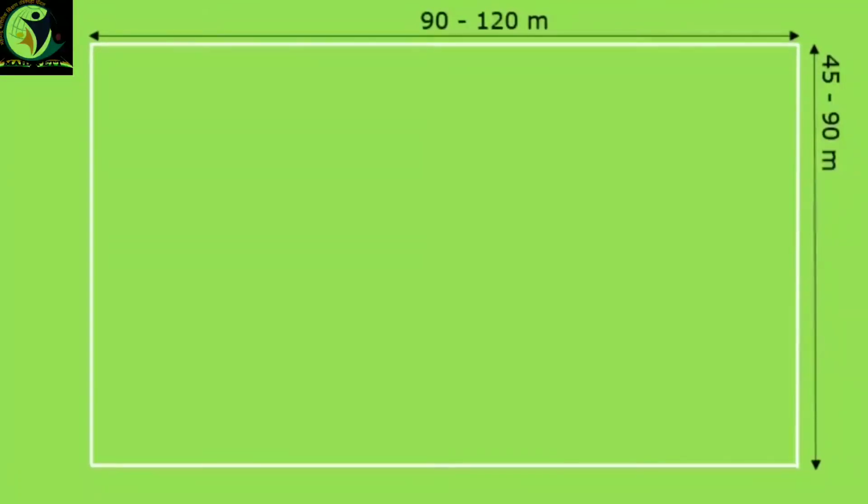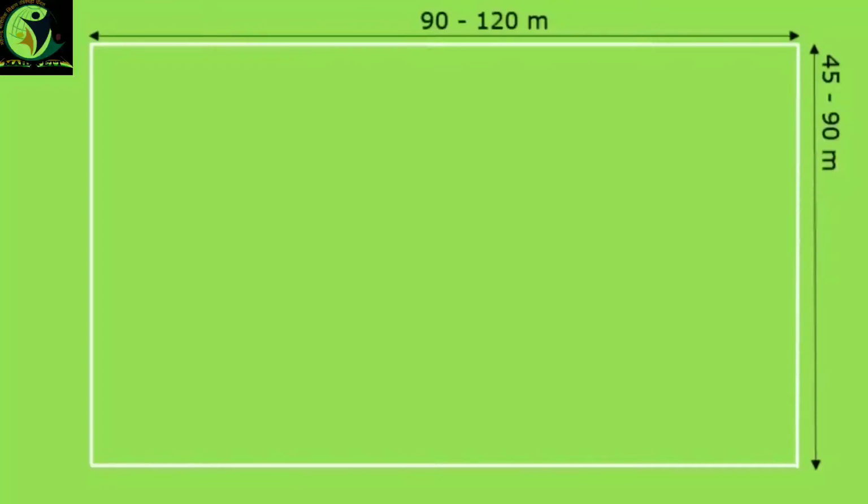The next lines you see are called goal lines or back lines. The length of these lines is between 45 to 90 meters. For international matches, it's around 64 to 75 meters.